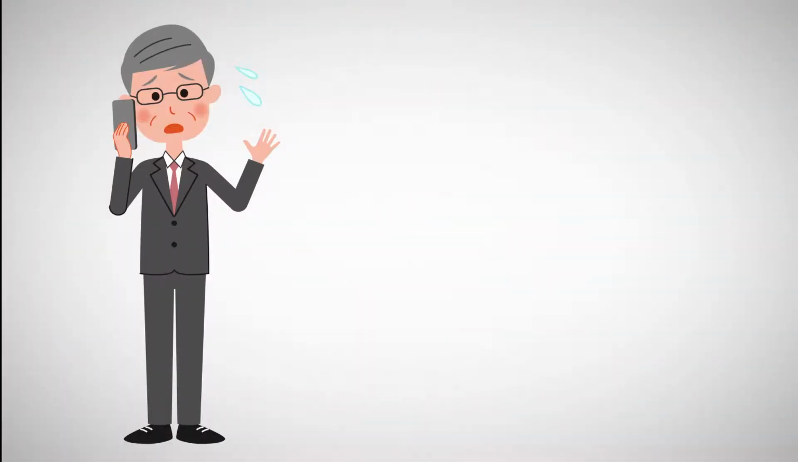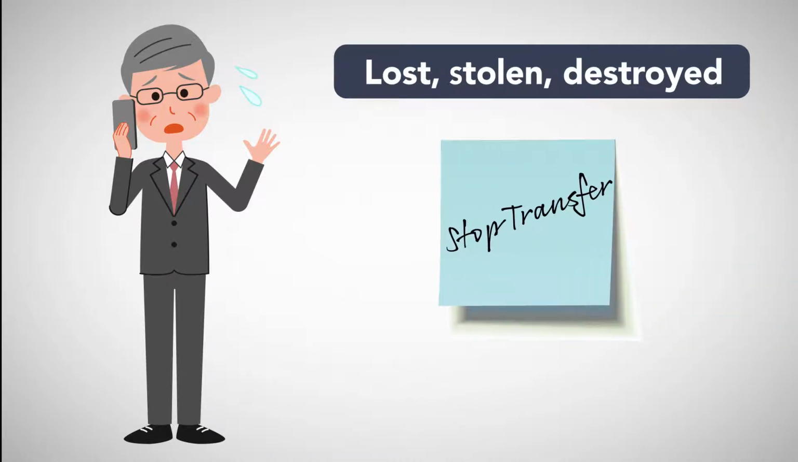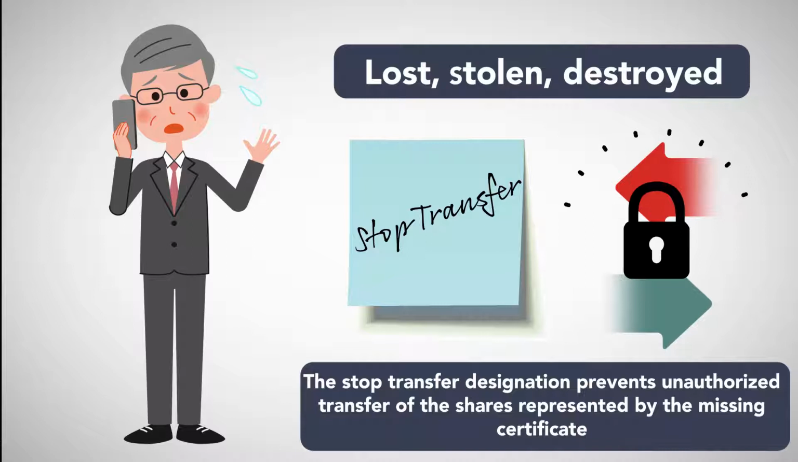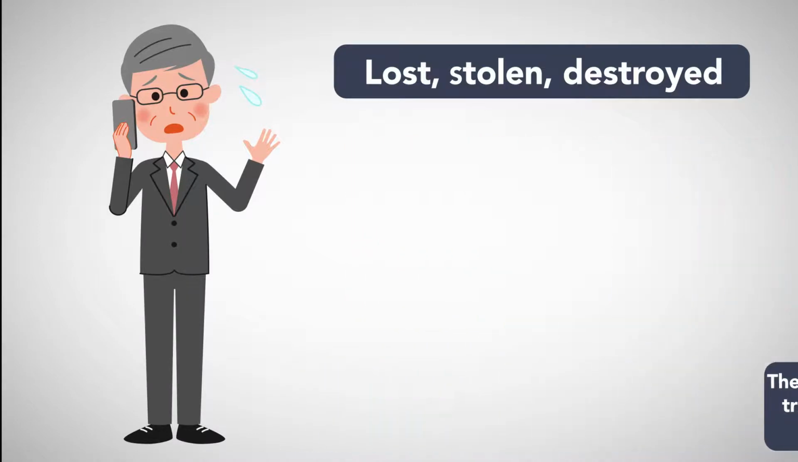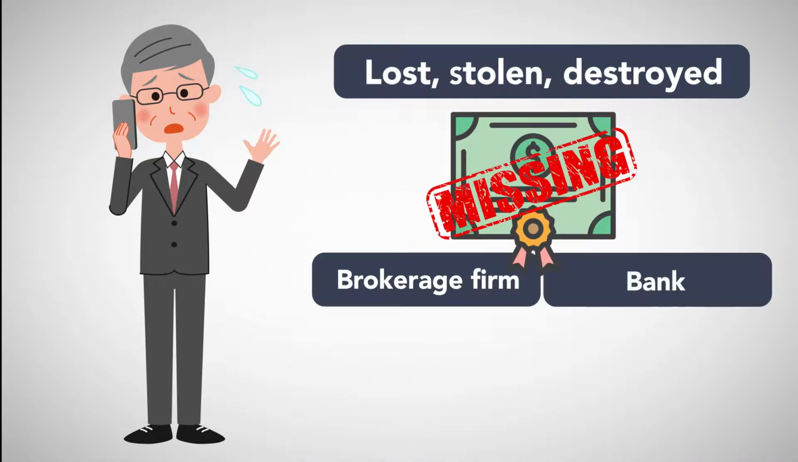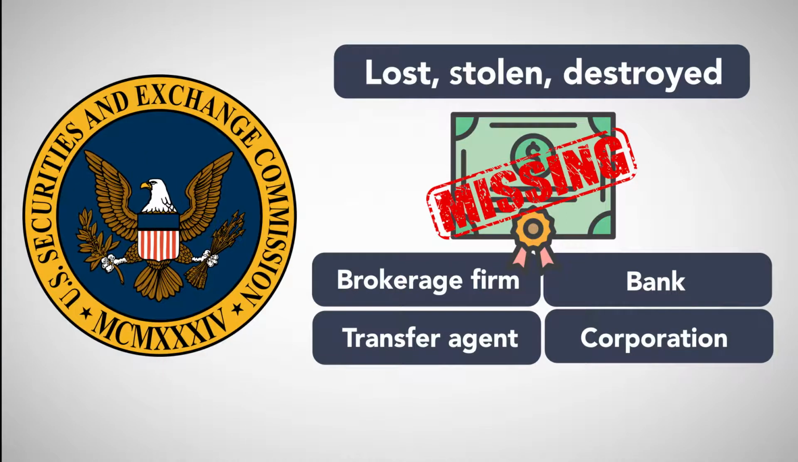If a stockholder reports that his stock certificate is lost, stolen, or destroyed, he should also request that a stop transfer notation be attached to the missing shares. The stop transfer designation prevents unauthorized transfer of the shares represented by the missing certificate. Once the certificate is reported as missing, the stockholder's brokerage firm, bank, transfer agent, or the corporation itself must report the missing security to the Securities and Exchange Commission's Lost and Stolen Security Program.